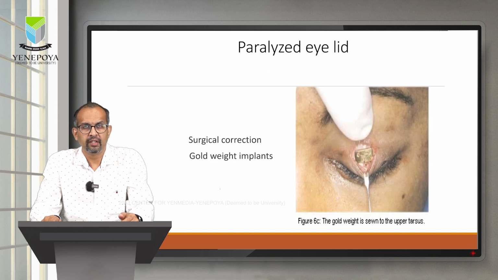If there is a long-standing Bell's palsy which has not recovered, the patient's eyelid may go into paralysis and will not be able to close. So we may have to consider putting a weight in the eyelid so that the eyelid can be closed partially, so you can protect the eye from drying up. Surgical correction like a gold weight can be implanted onto the upper eyelid, which is biocompatible and not going to cause much problem. Because of the weight, the gravity, the eyelid is going to close.